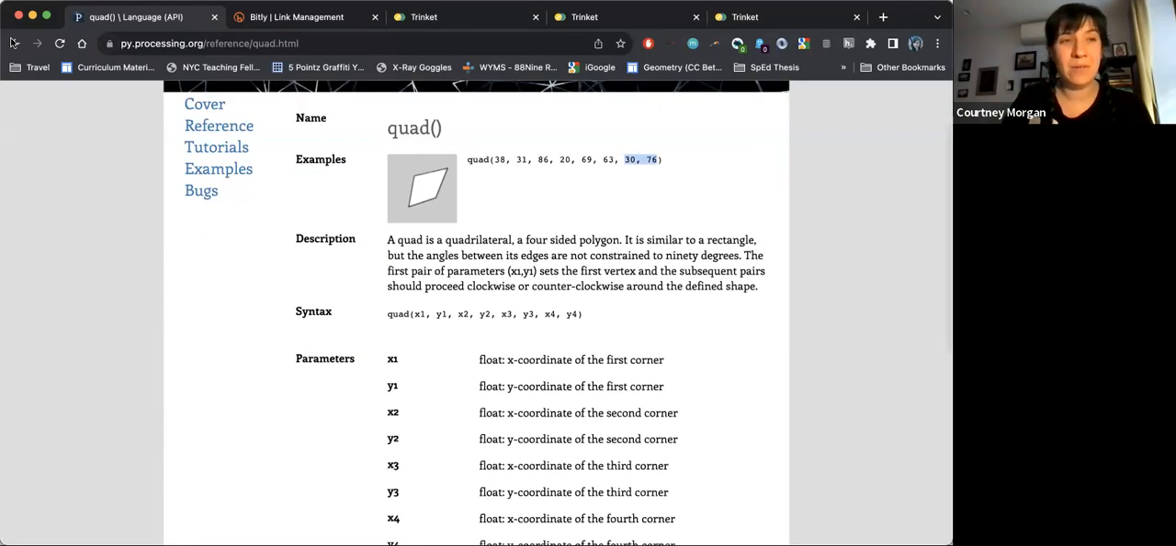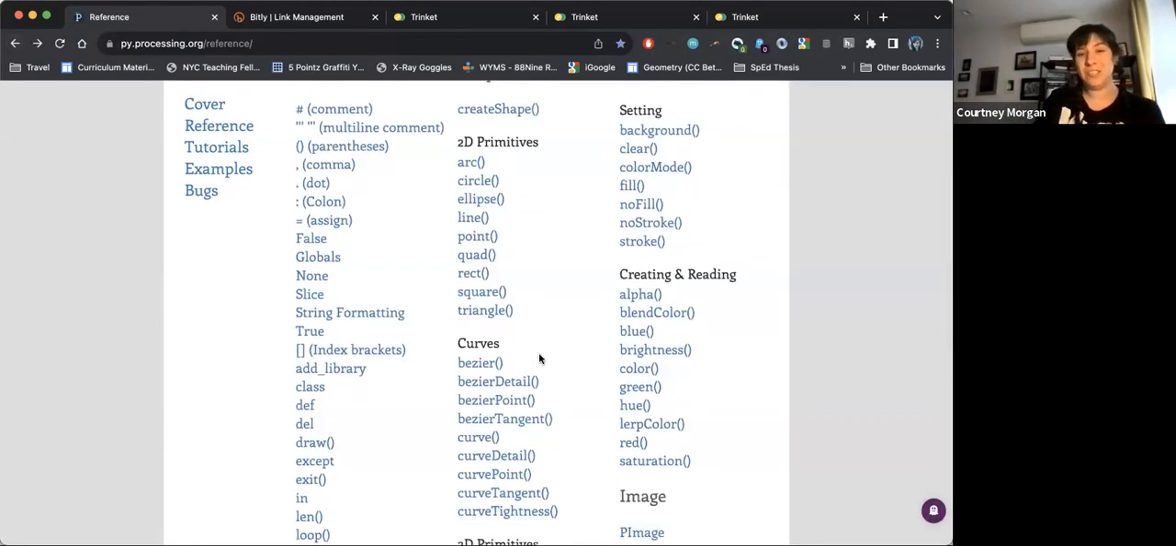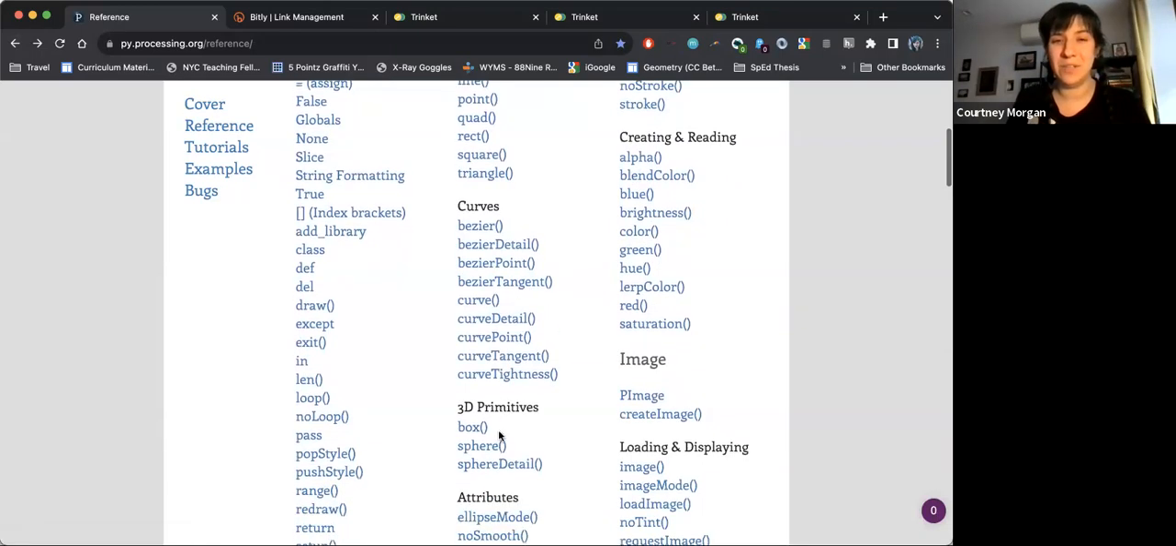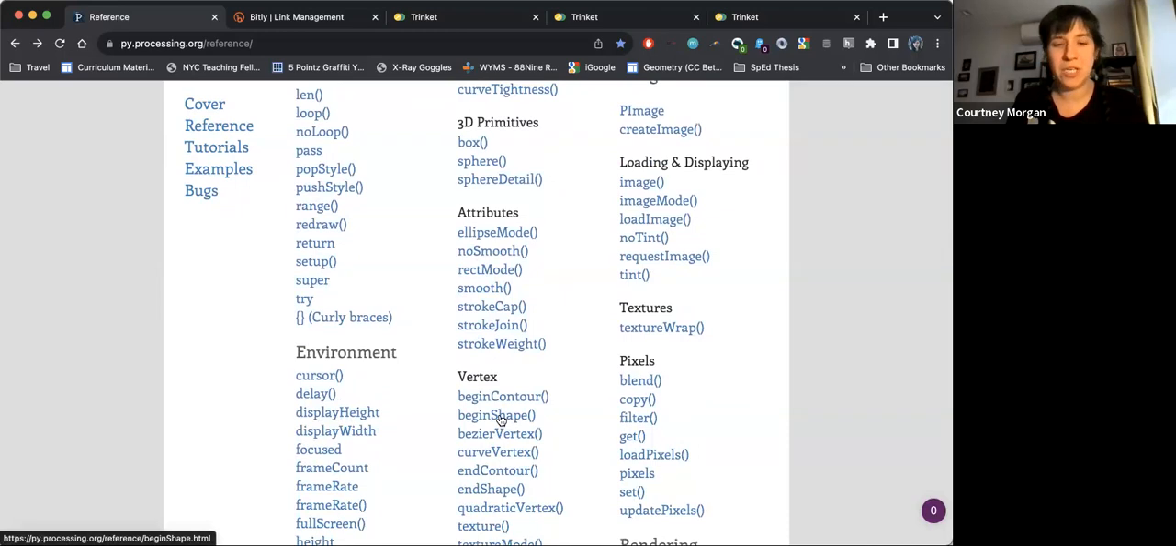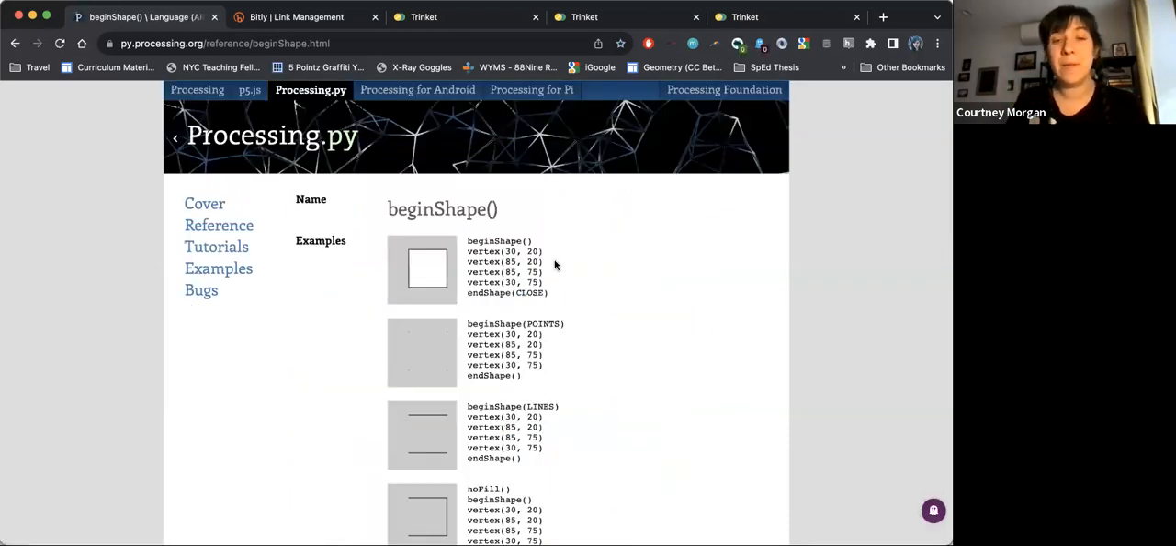Now, the last thing we are going to discuss is beginShape, which is kind of like the next level of both of those. It is under the vertex section of the reference sheet. You can also always do a Command F and search for words. But beginShape is going to look quite a bit different than the other things we've seen. It's always going to have a function at the top called beginShape and one at the bottom called endShape. And in between those things, it is going to have as many of these vertex functions as you could possibly want.